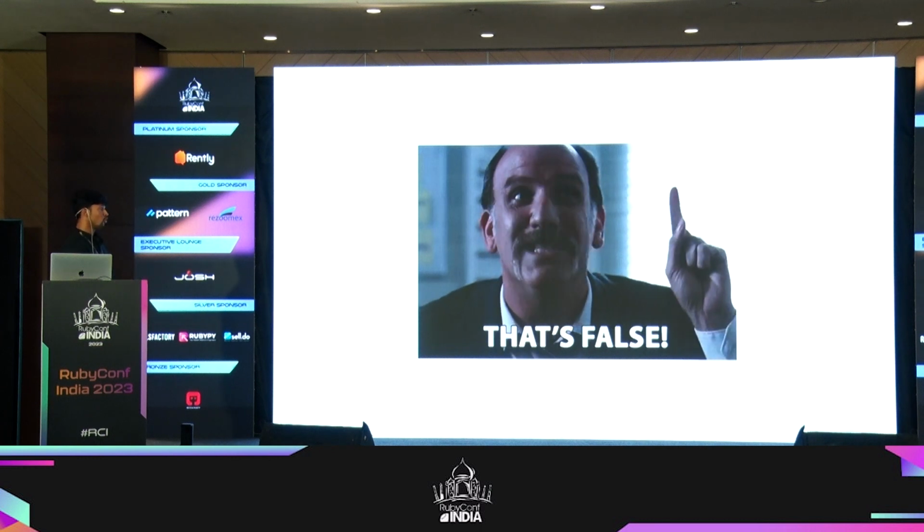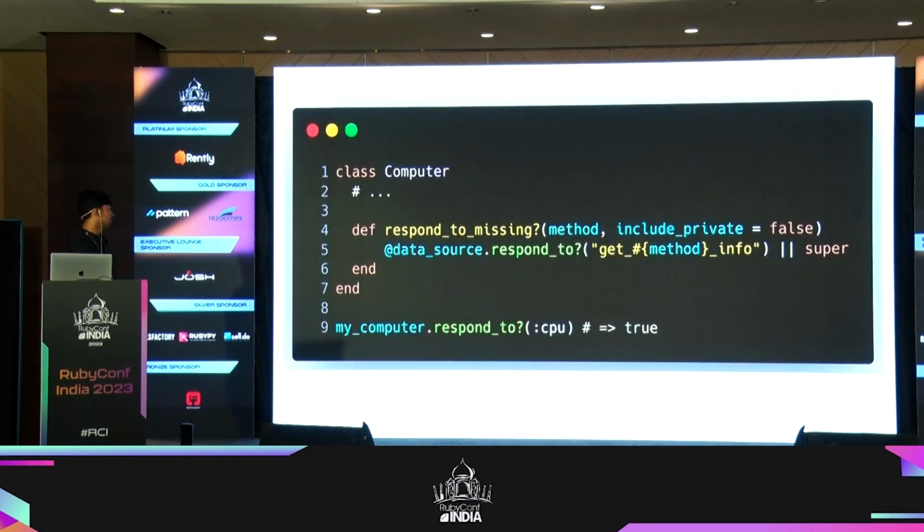So there is a contract. If you are using method missing, every time we need to override respond_to_missing. So what does respond_to_missing do? It will check if the data source contains this method, return true, otherwise call super. Super every time returns false. So every time you make use of method missing, make sure to override respond_to_missing so that others are aware of your runtime methods.